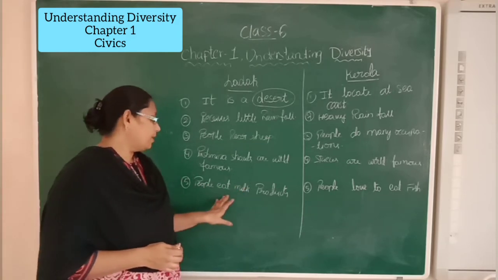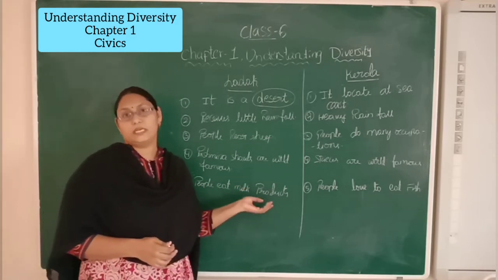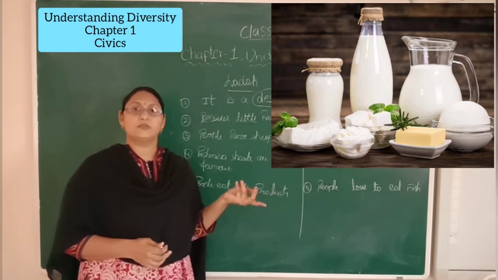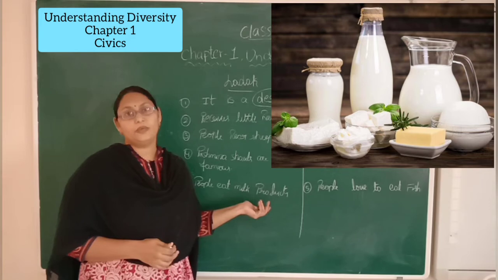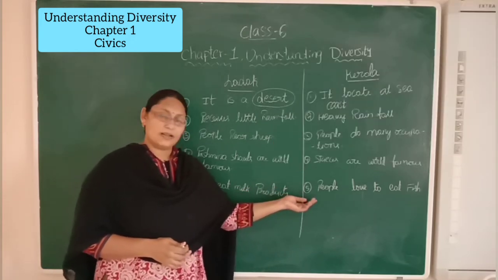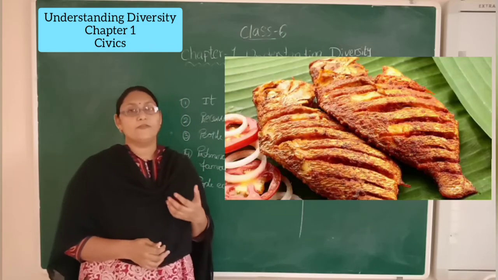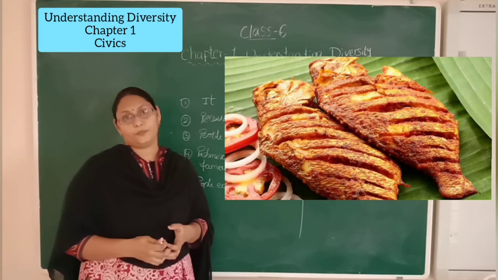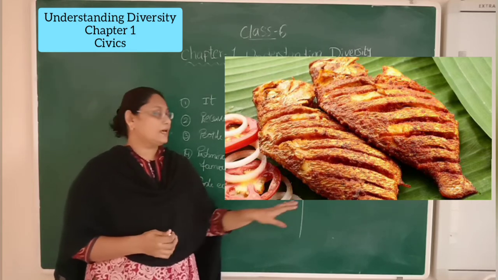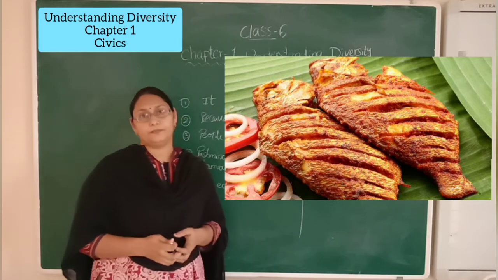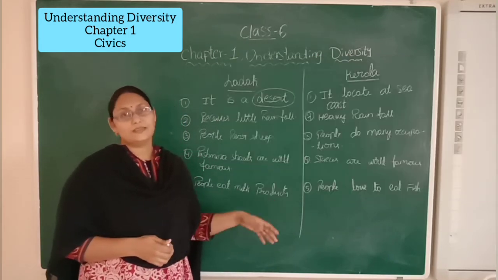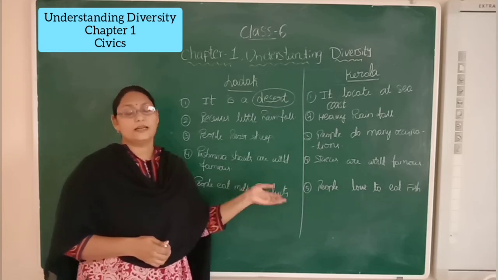The next one is, people eat milk products mostly. Why? Because there are only animals like sheep and buffaloes in Ladakh. That's why people mostly depend on milk products. And in contrast, people like to eat fish more in Kerala. So what is the food item the Kerala people mostly eat? Fish is the most favored food in Kerala. The majority of the people eat fish. So these are some of the differences between Ladakh and Kerala.